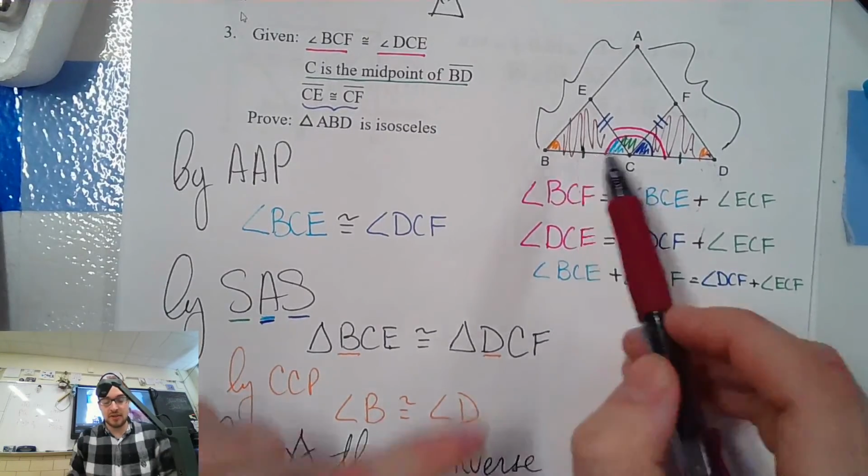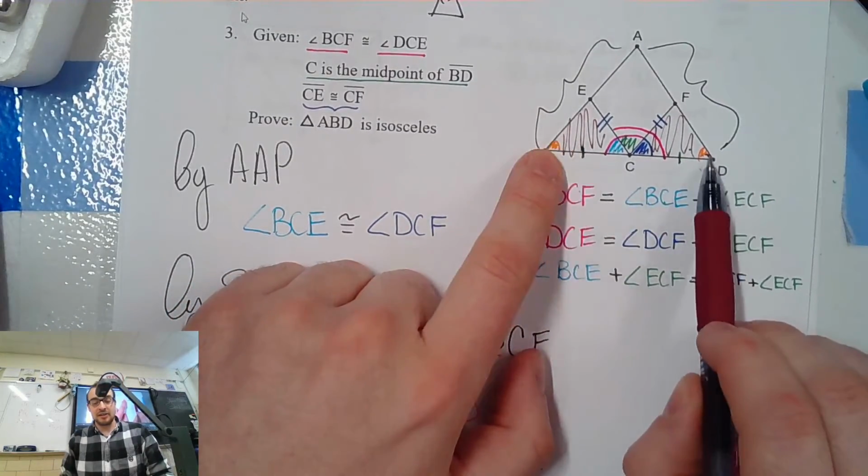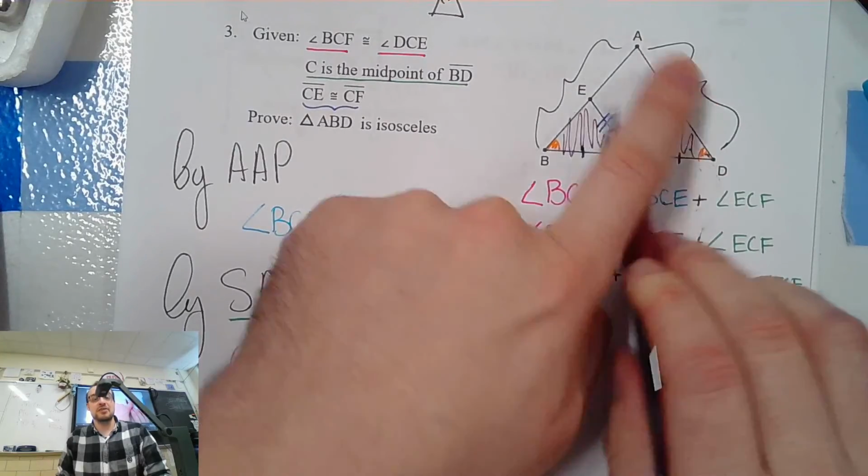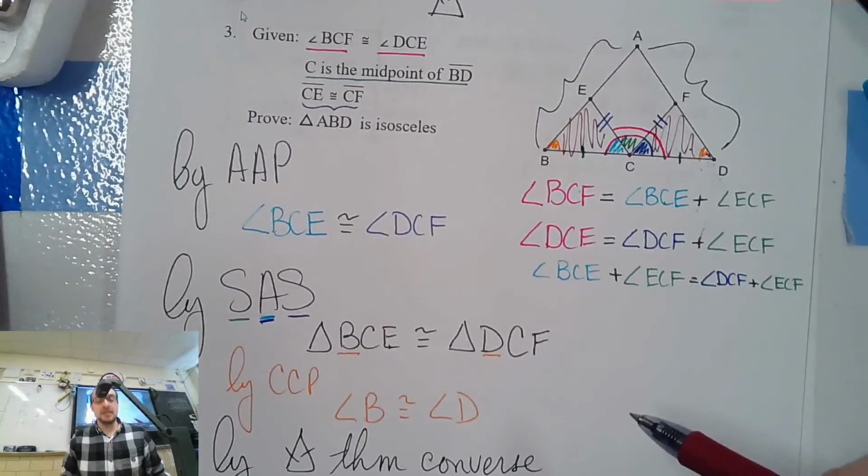And if the triangles are the same, then their angles are the same. And if their angles are the same, their sides are the same. And if their sides are the same, we have an isosceles triangle. So let me walk you through that.